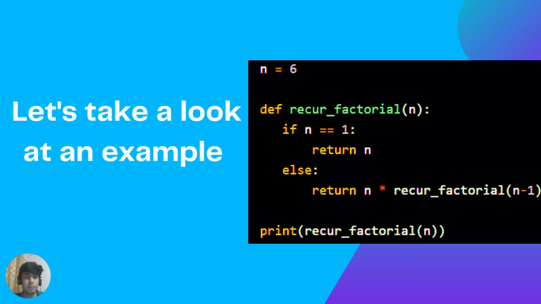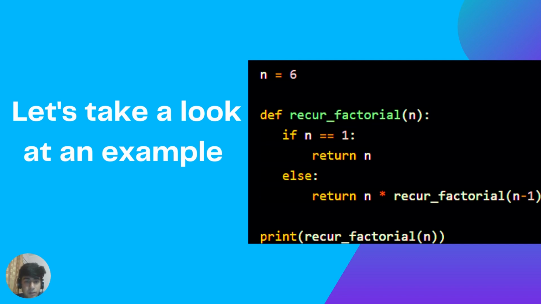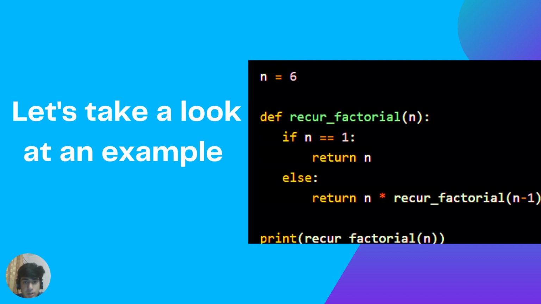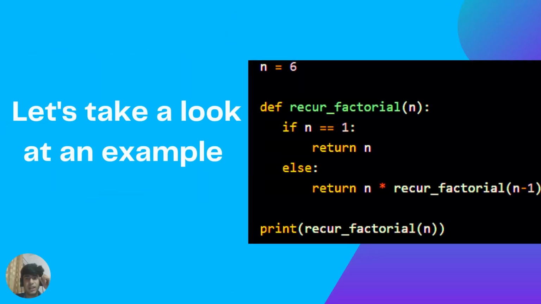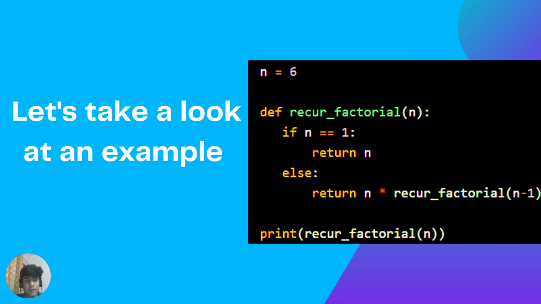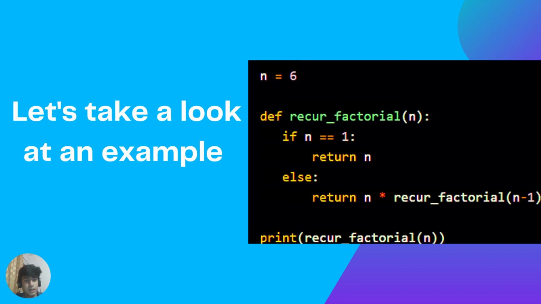Now let's take a look at an example right here. It is a very basic factorial function, and here we are computing the factorial of 6 by recursion. The recursion here is undergoing many steps: it is dividing, it is conquering, and then it is combining. Those are the main three steps of how divide and conquer algorithms work.